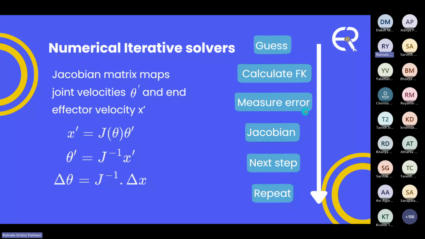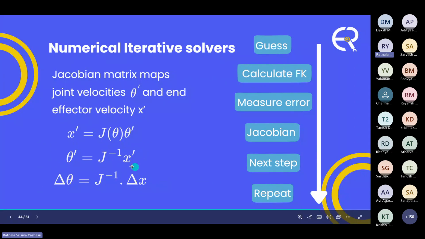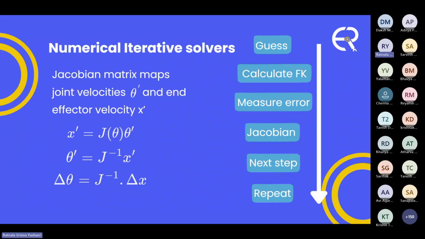Then it measures the error. How far are we from the target? And then it uses the Jacobian to figure out the next step, and then it takes a small step towards that direction. And this Jacobian is this inverse equation: delta theta is equal to J inverse delta x. And then you repeat this until the error is small enough.